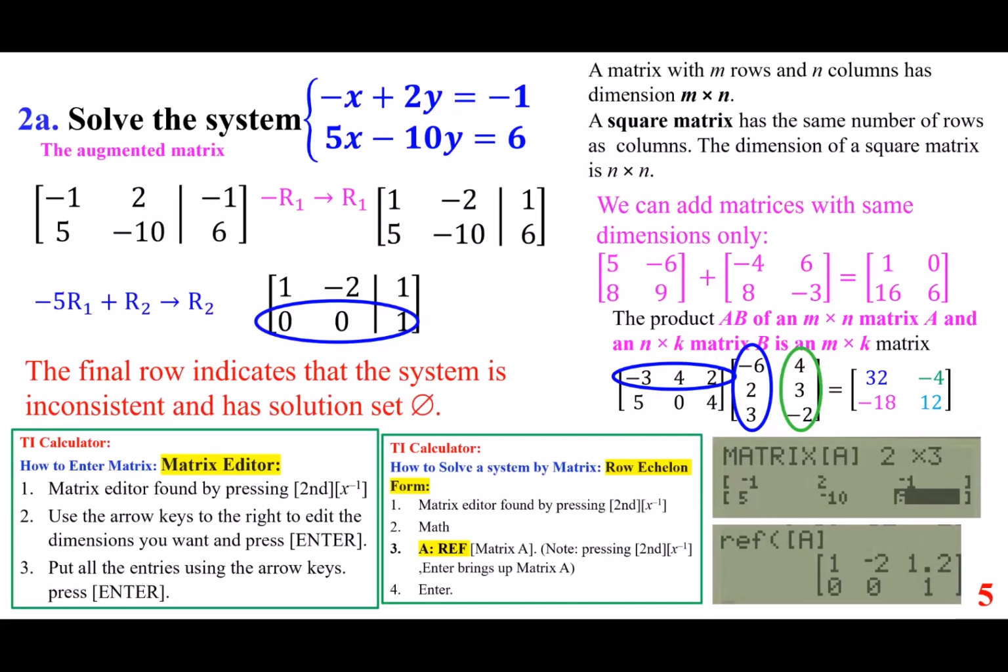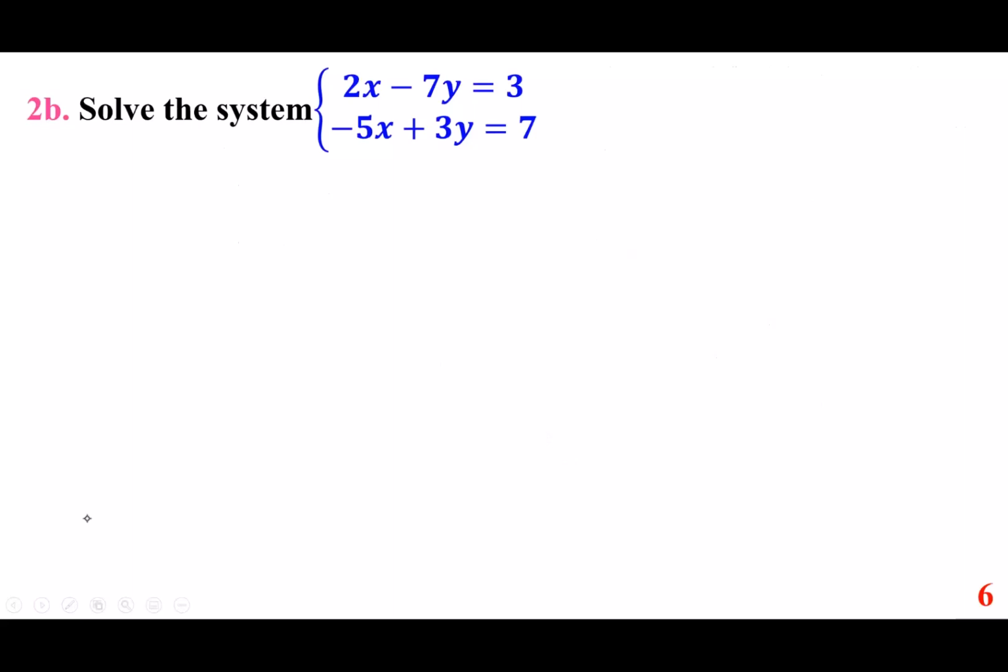Let's move on. We want to solve this again. You can do it by any method: substitution, elimination, or using matrices. So if you want to use the matrices, you write those numbers, 2, -7, 3, -5, 3, 7, and there's a line here, that's the augmented matrix. You want to make this one 1.